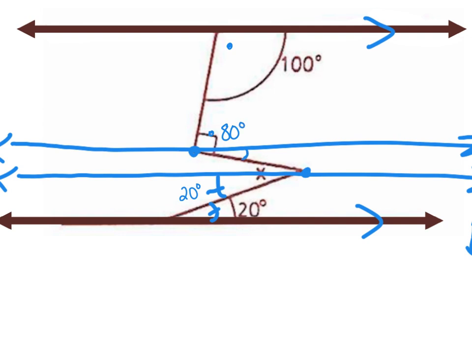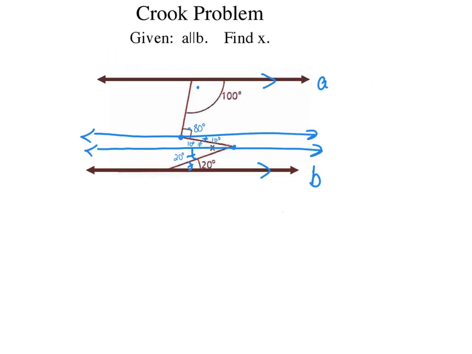I then know that this angle here has to be 10 degrees because these two angles have to add up to 90. Further, I know that this 10-degree angle is congruent to this angle here because they are alternate interior angles, so that's 10 degrees. And now I know that angle X has to be equal to 10 plus 20 or 30 degrees.